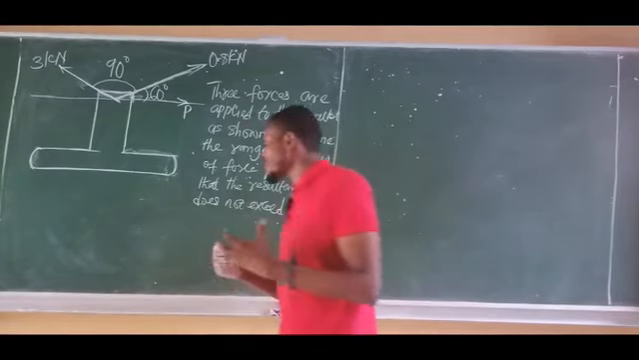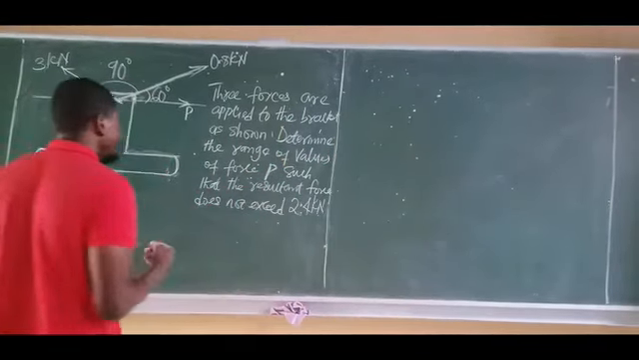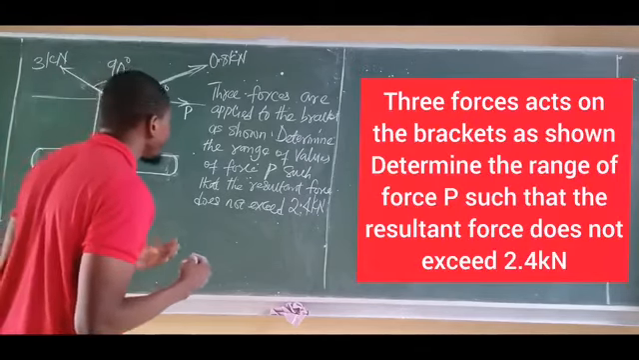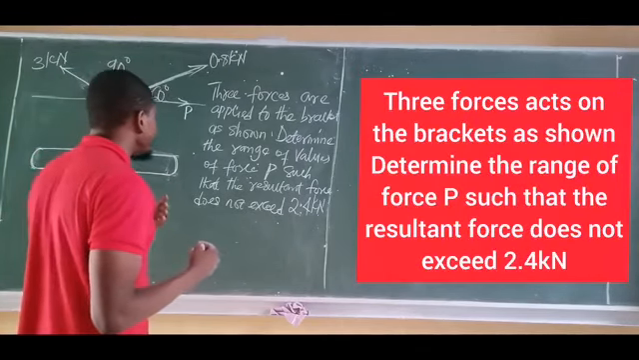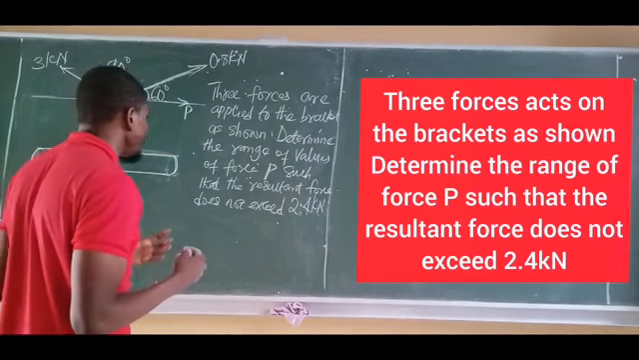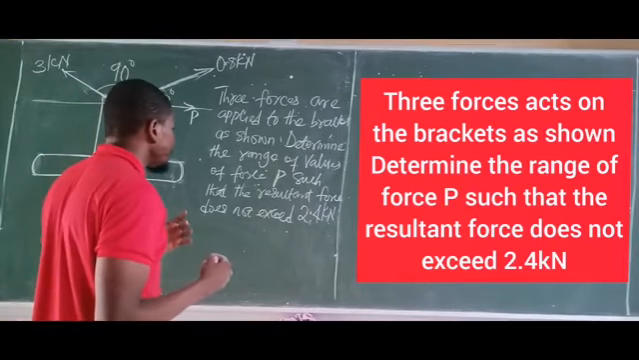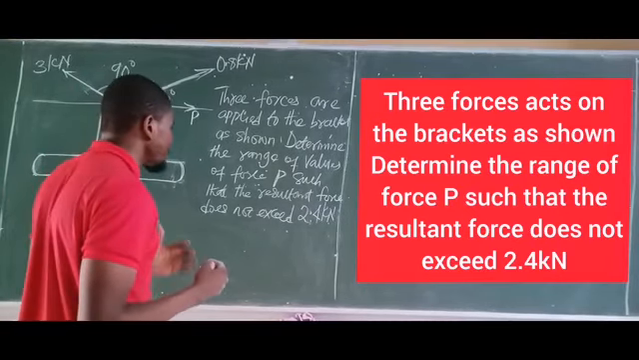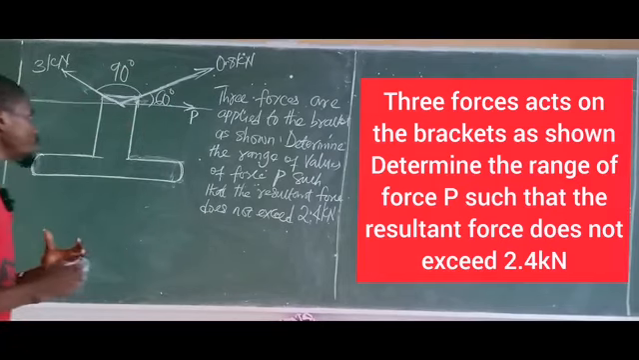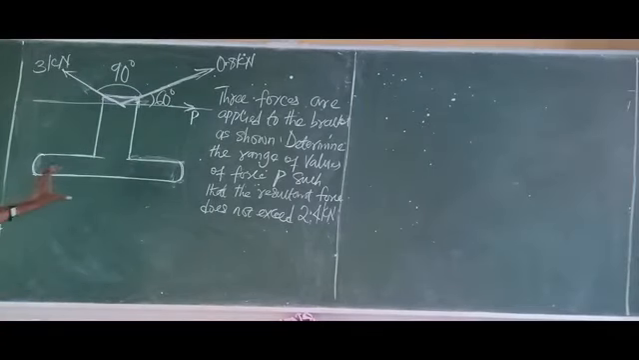For instance, I have this question on the board. Let's take a look at the question. It says, three forces act on the bracket as shown. Determine the range of force P such that the resultant force does not exceed 2.4 kilonewtons. So we have these forces on this bracket.